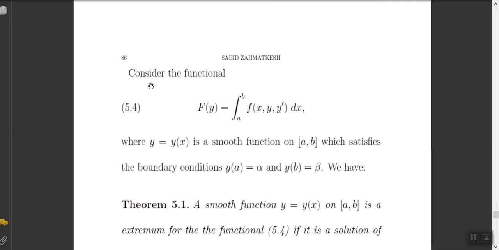Look at here. You consider this functional F. F is a functional which maps every smooth function to a number, a complex number or a real number. Here when we say y is a smooth function, it means it is continuously differentiable at least twice. So you can see F maps y to this. Of course, if we have the formula of y, we can calculate this integral, which will be a scalar.